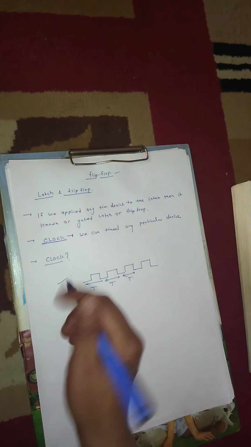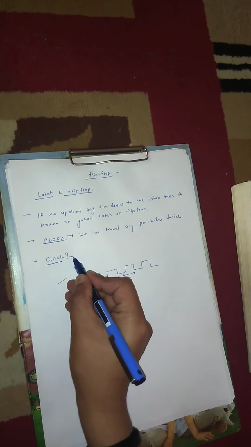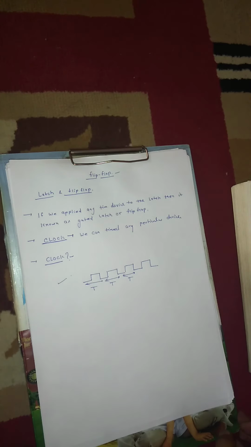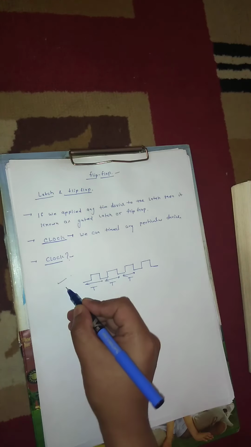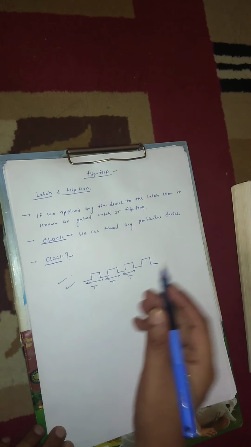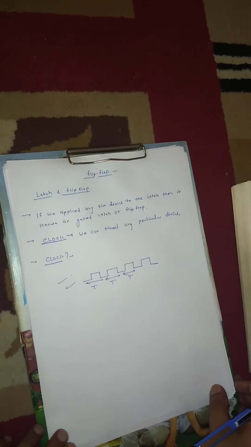So we are discussing clock. A clock is a pulse train in which there are a number of pulses with a fixed interval, like this. This particular clock provides the timing to a sequential circuit like a flip-flop.